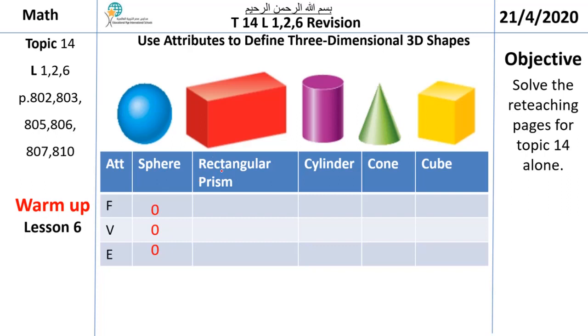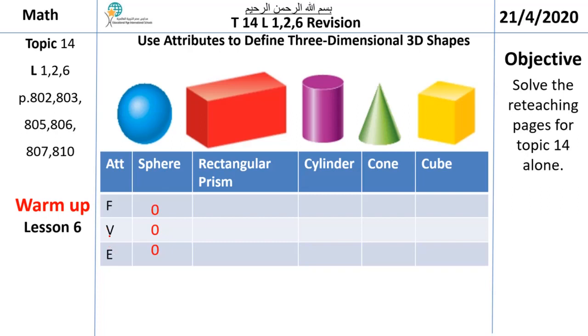Now, the second shape is the rectangular prism. So the flat surfaces, let's count together. We said I have one at the right, one at the left. That's 1, 2. One at the top, one at the bottom. That's another 2, 4. One on the front, one at the back. So that's another 2, 6. So the flat surfaces or the faces for the rectangular prism is 6.